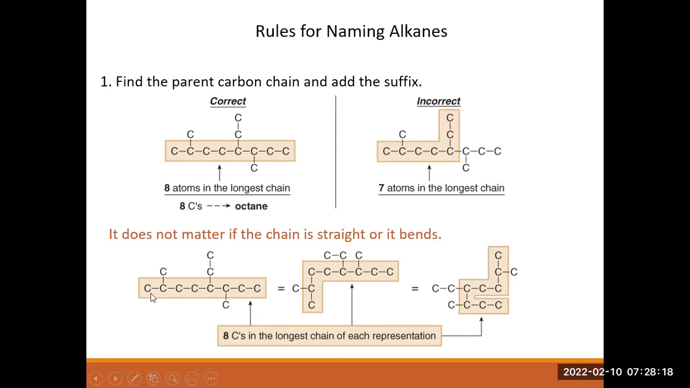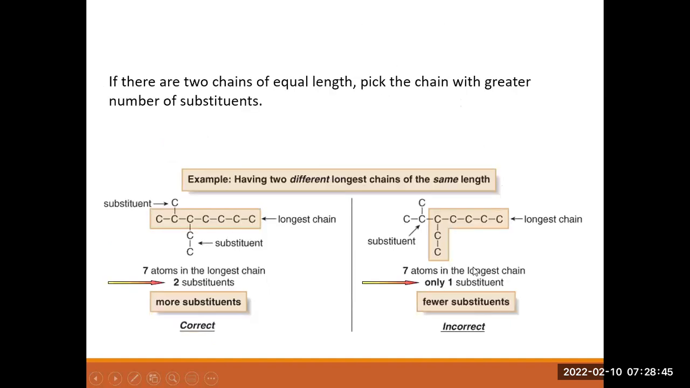For example, we look for the longest chain. This is the longest chain. In this case, this is the longest chain. And for example, this case, this is also the longest chain. The structure only bended, but still, the chain of C's is still the longest one. Okay? If there are two chains of equal length, pick the chain with greater number of substituents.